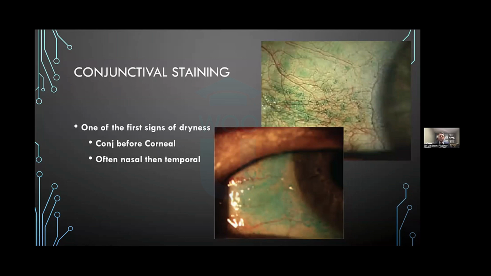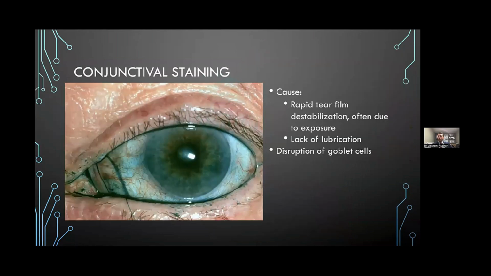It's often a little bit earlier in the process. Most of the time I see nasal staining before the temporal aspect when we're using vital dyes here with the lissamine green. And the cause for the staining is often rapid tear destabilization due to exposure, due to lack of lubrication, due to disruption of the goblet cells. And this disruption of the goblet cells can lead to decreased or increased symptoms.